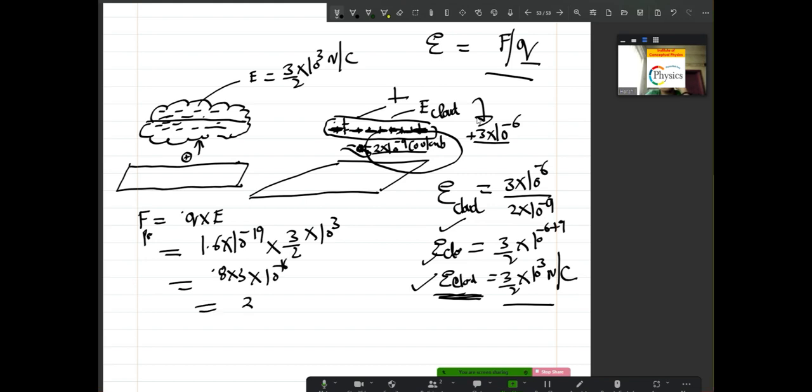2.4 into 10 raised to power minus 16 newtons. So if you notice, the first thing, the force which the proton is experiencing upward due to the presence of the electric field of the cloud is upward. So the electrostatic force being experienced on the proton has been taken care of, right?